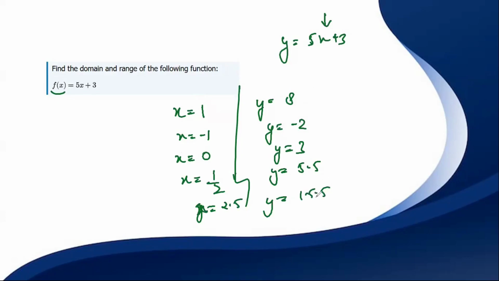So these are the values I am getting, right? And when I put negative values in the place of x, I am getting negative values also, correct? I am getting positive values also as y. I am getting 0 also.